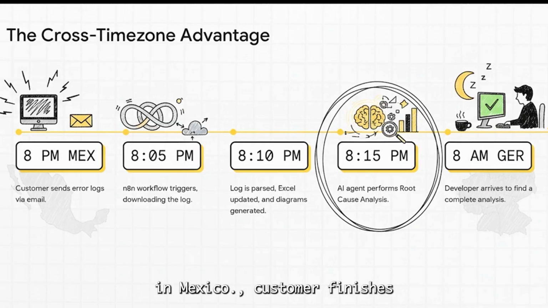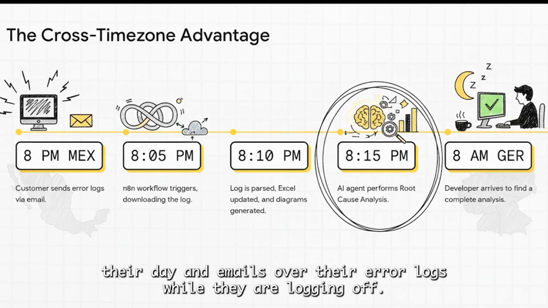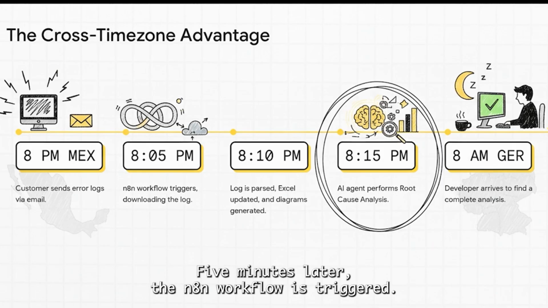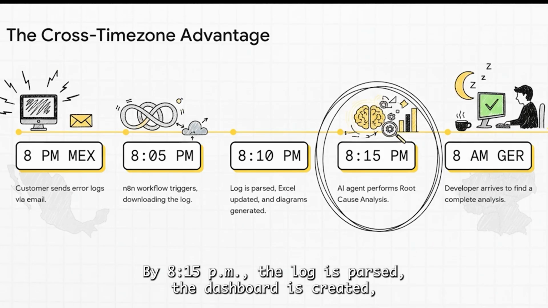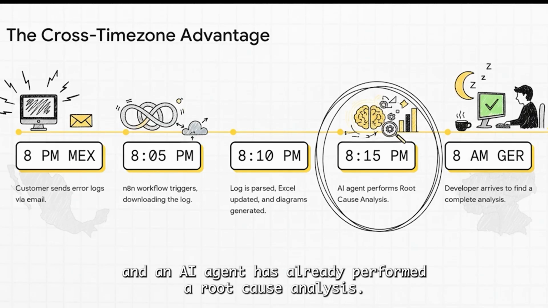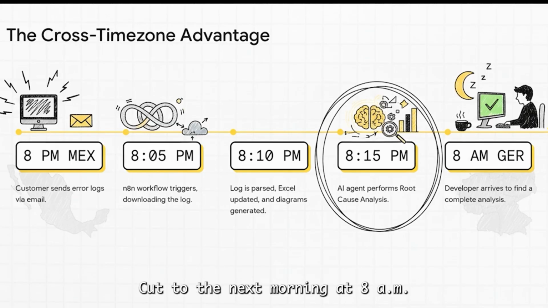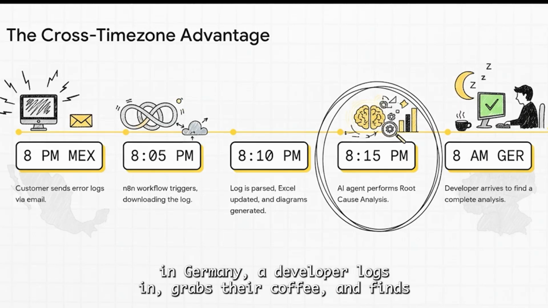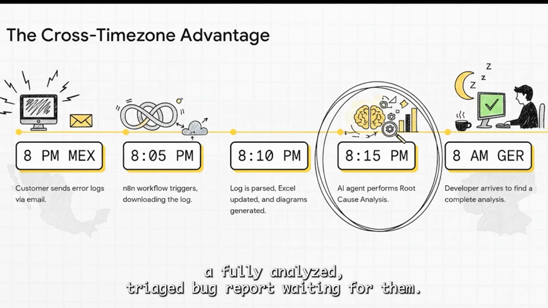At 8 p.m. in Mexico, the customer finishes their day and emails over their error logs while they are logging off. 5 minutes later, the n8n workflow is triggered. By 8:15 p.m., the log is parsed, the dashboard is created, and an AI agent has already performed a root cause analysis. Cut to the next morning, 8 a.m. in Germany, a developer logs in, grabs their coffee, and finds a fully analyzed, triaged bug report waiting for them.